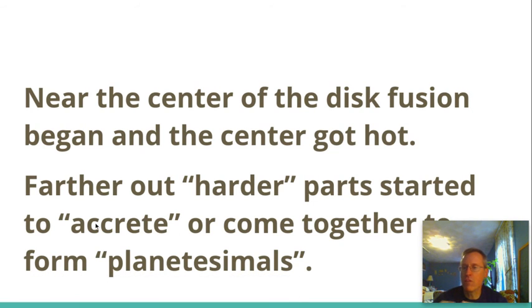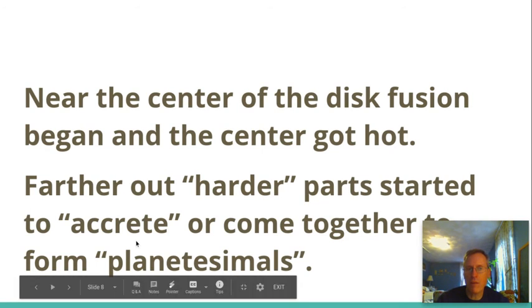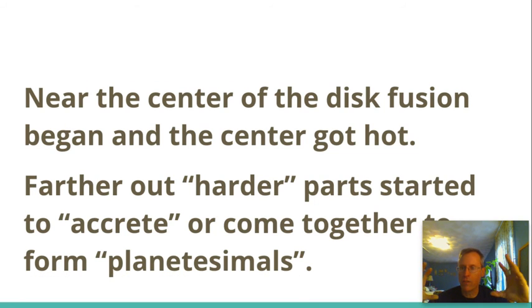There are harder parts in the cloud. Like I said, there are bits of metal in there, bits of rock and things like that. These obviously have more gravity because they're bigger, and they come together due to gravity. There's a word for that, and I want you to memorize that word and write it down. The word is accrete. We say the process is called accretion. That's the process of things coming together due to gravity and then growing bigger, because as it gets bigger, it has even more gravity.